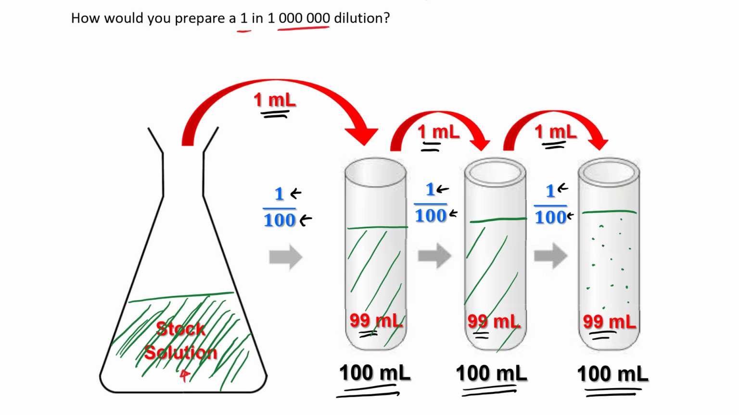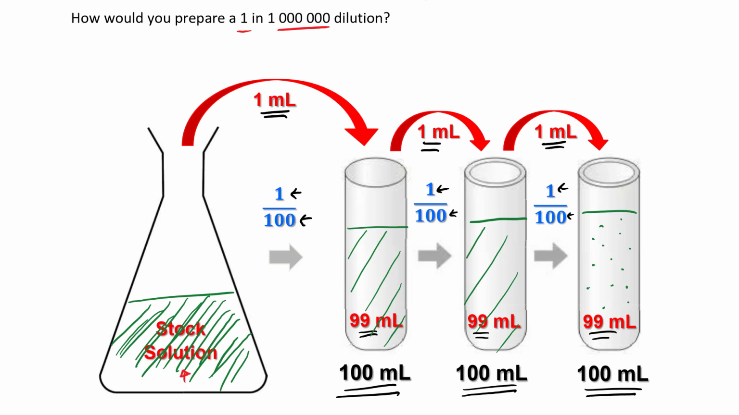To accurately perform a serial dilution, your liquid handling techniques must be excellent. Please make sure in your first year you take that skill very seriously. If you can't accurately measure 1 ml or 99 ml, there's not a chance you will be accurate with this dilution.